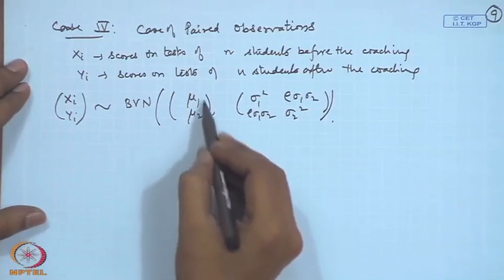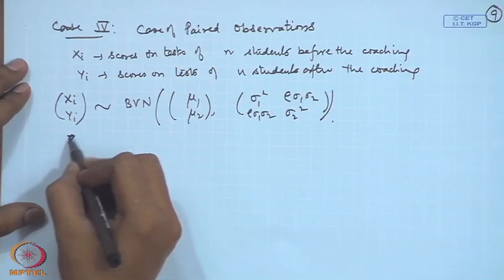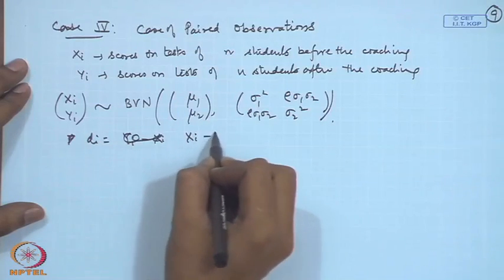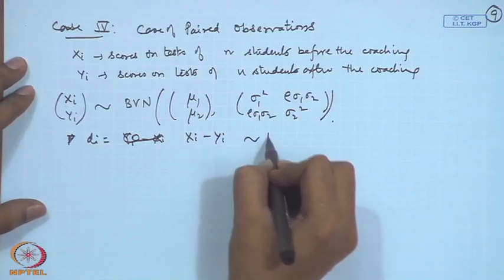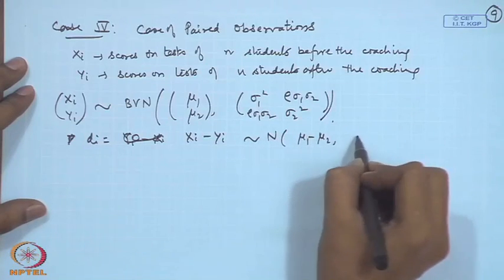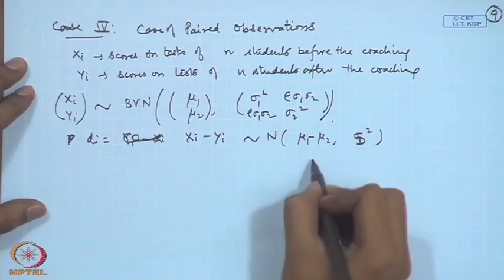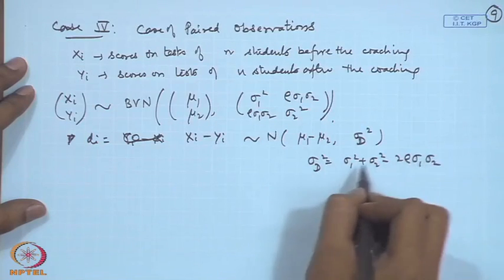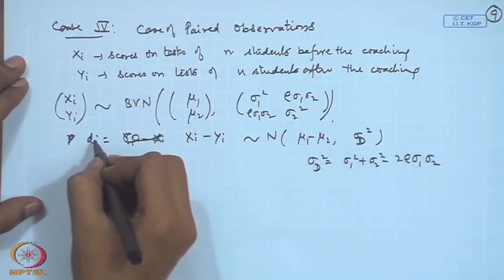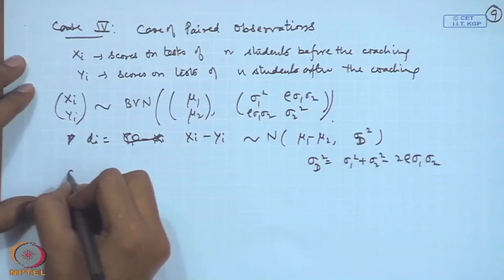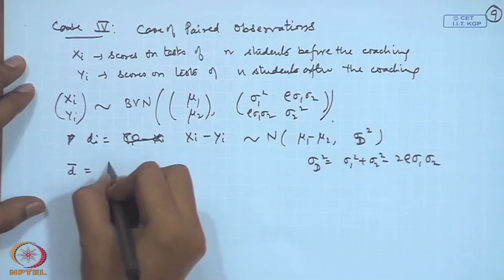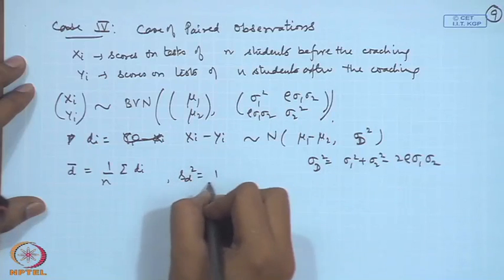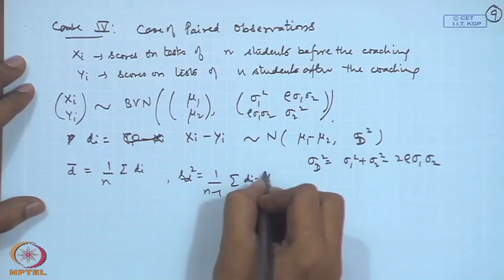So, if we want to compare mu 1 and mu 2, we may as well consider Di equal to Yi minus Xi, or Xi minus Yi say. Then this will follow normal with mean mu 1 minus mu 2 and variance, I call it sigma d square, where sigma d square is nothing but sigma 1 square plus sigma 2 square minus 2 rho sigma 1 sigma 2. Now, it is immaterial. We can actually consider our observations to be Di's and calculate d bar, that is 1 by n sigma Di, and S d square as 1 by n minus 1 sigma (Di minus d bar) whole square.